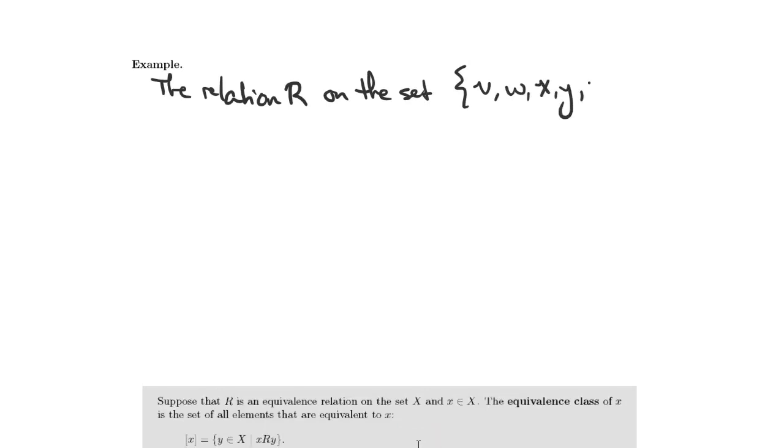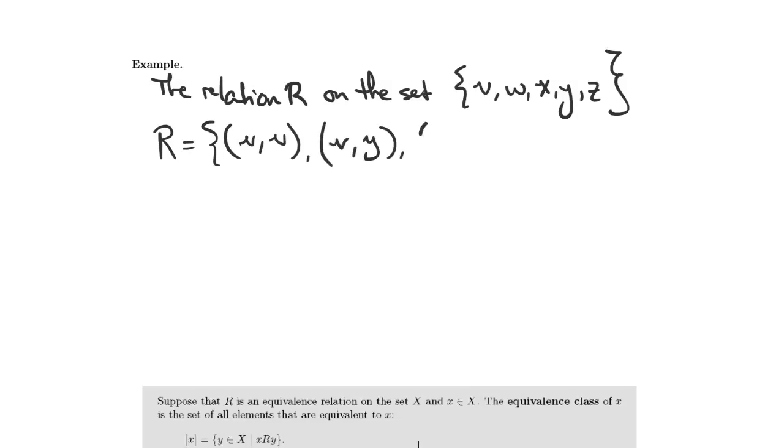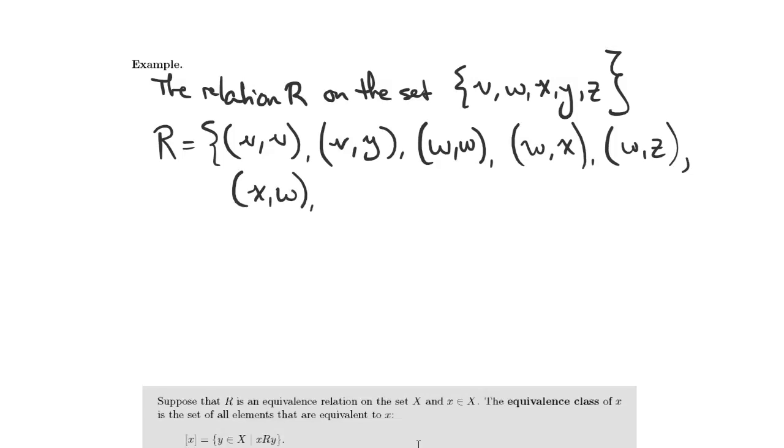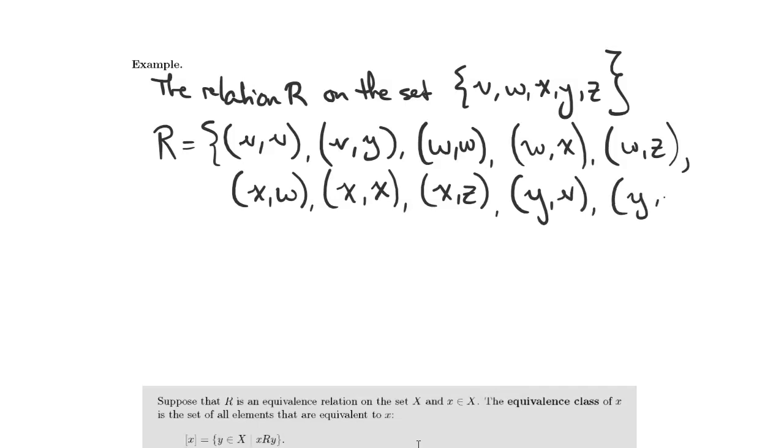And here's maybe a more concrete example. Let's have the relation R on the set {V, W, X, Y, Z} defined by the set of pairs (V, V), (V, Y), (W, W), (W, X), (W, Z), (X, W), (X, X), (X, Z), (Y, V), (Y, Y), (Z, W), (Z, X), (Z, Z).